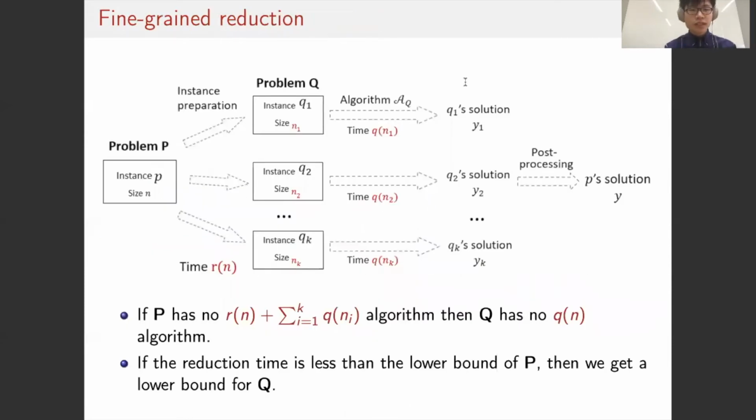Here is a simple picture about the fine-grained reduction. Suppose we want to reduce problem P to problem Q. Then we start with an instance of problem P. The first step is instance preparation. We'll construct k instances of problem Q of size n1 to nk. Then we run the algorithm for problem Q to solve these instances, and from these answers, we can compute the answers of problem P. Now, if we have this reduction, and the reduction time is less than the lower bound of problem P, then we'll get a lower bound for problem Q.